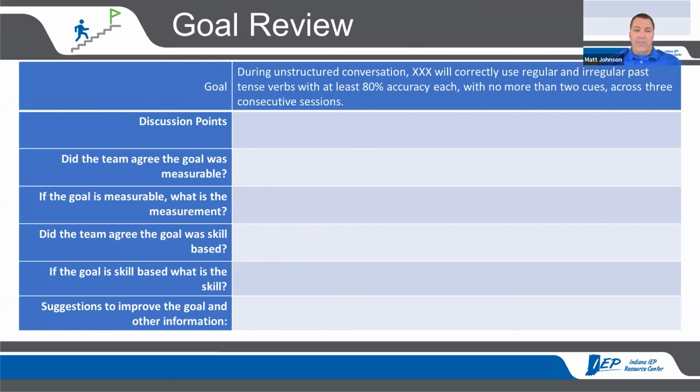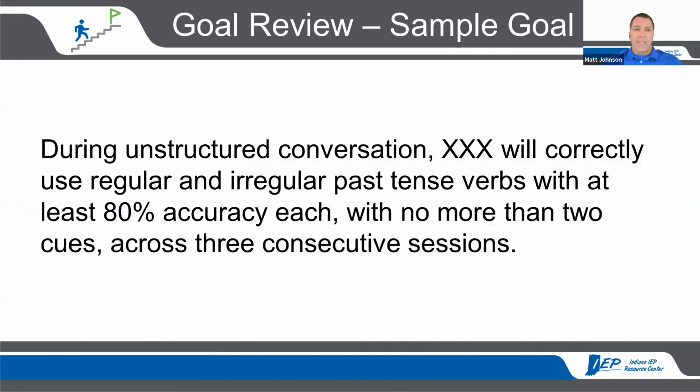And I'm going to go to a bigger view of this, and I'll read it for you here. It says, during unstructured conversation, student will correctly use regular and irregular past tense verbs with at least 80% accuracy each, with no more than 2 cues across 3 consecutive sessions. So as we're reading this, a lot going on, and maybe a lot of problems too.